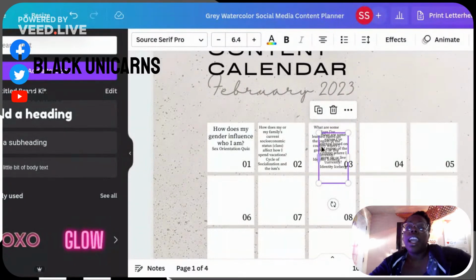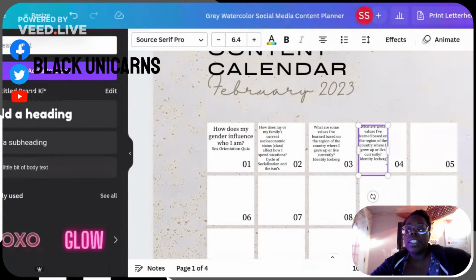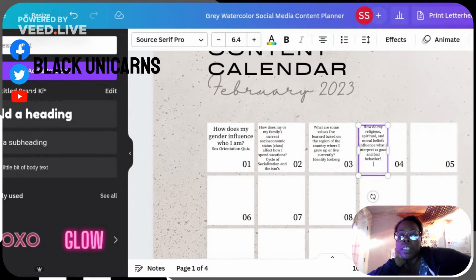When I'm planning this, I have to know what my data is, what I'm talking about in order to do it. Because if I don't know what I'm talking about, it's going to be a bunch of hodgepodge bullshit. How does my religion, and so this again is an ism, so maybe I can change some of the way the questions go. You see what I'm saying? This is the identity iceberg: how do my religious, spiritual, and moral beliefs influence what I interpret as good and bad behavior? We can put some of these quizzes in there too.